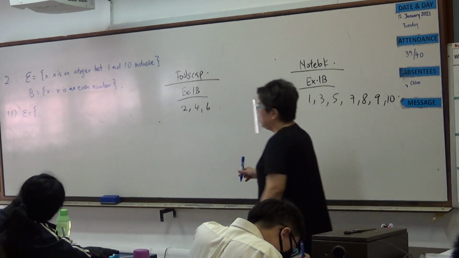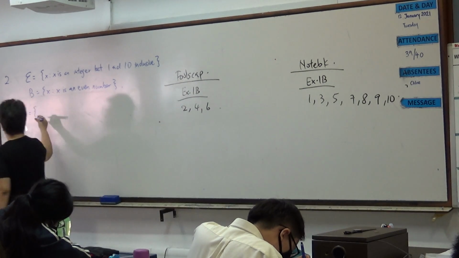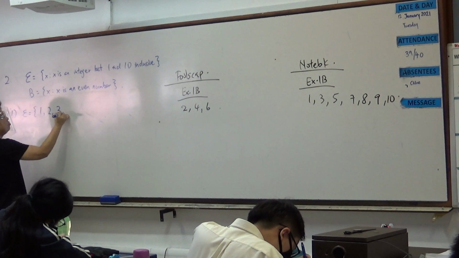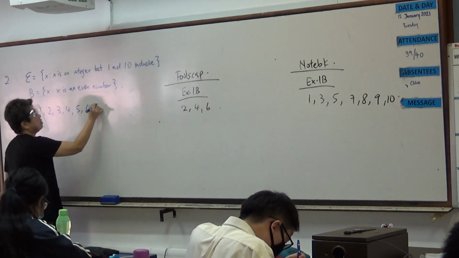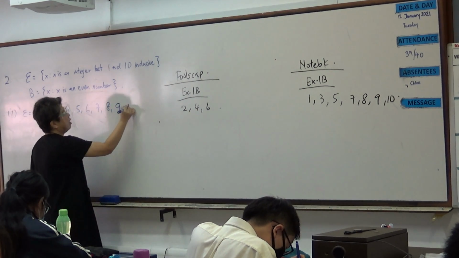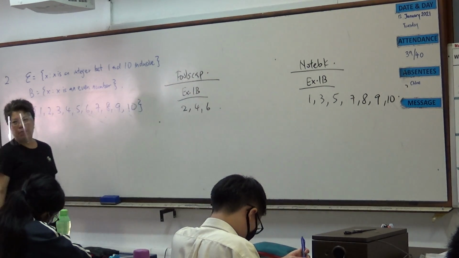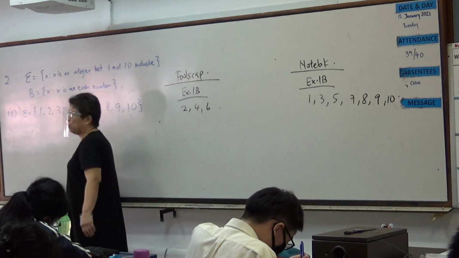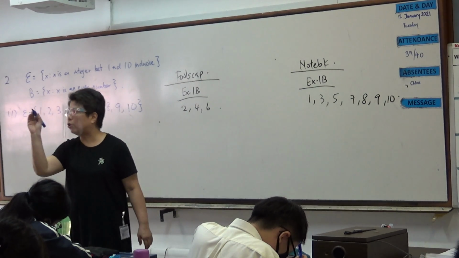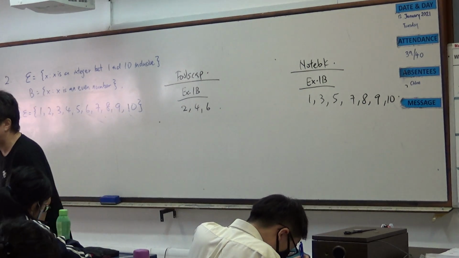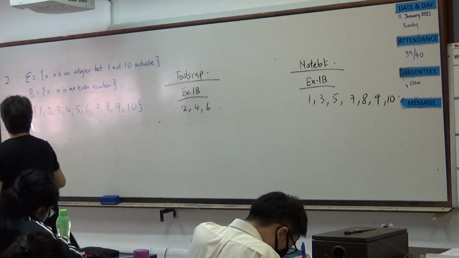Okay, what do you think this is? 1, 2, 3, 4, 5, 6, 7, 8, 9, 10. Okay, some lazy bums will ask me, can I put 1, 2, then dot, dot, dot? Cannot, because the set element is not dot, dot, dot. Do you understand? They must list. Okay, B.